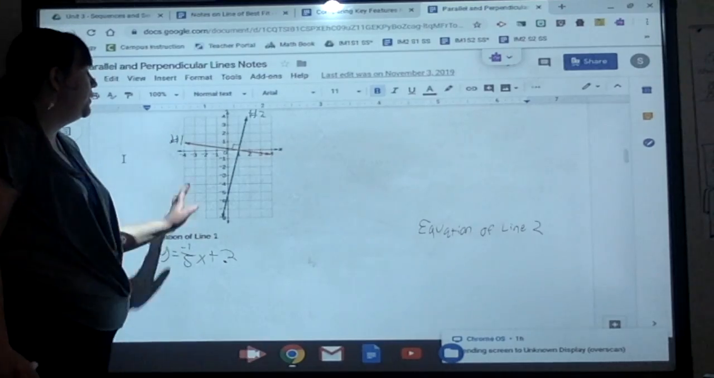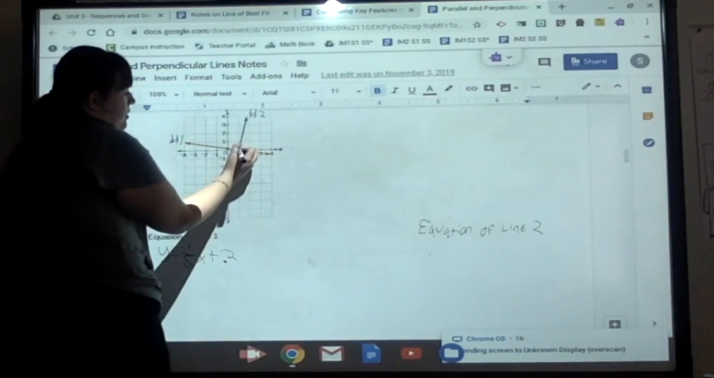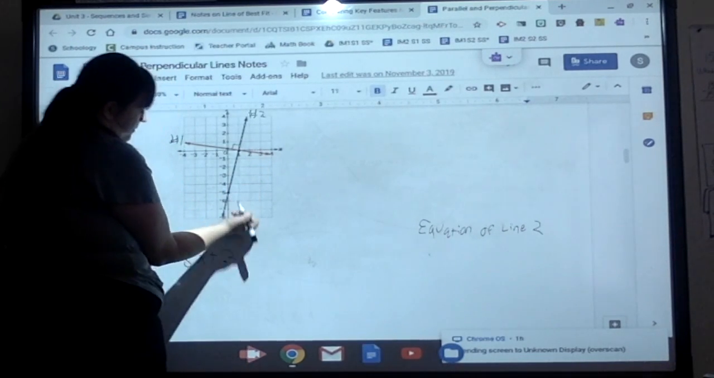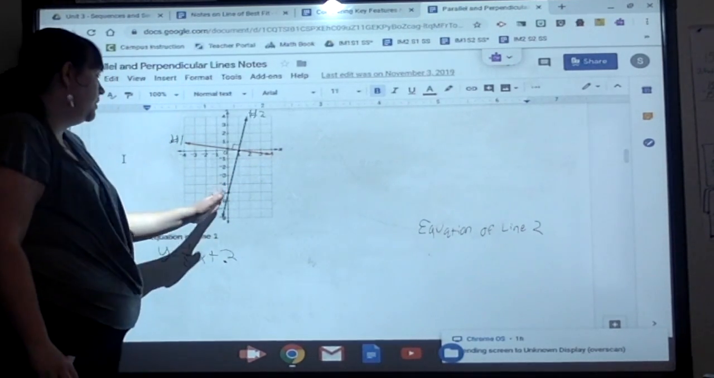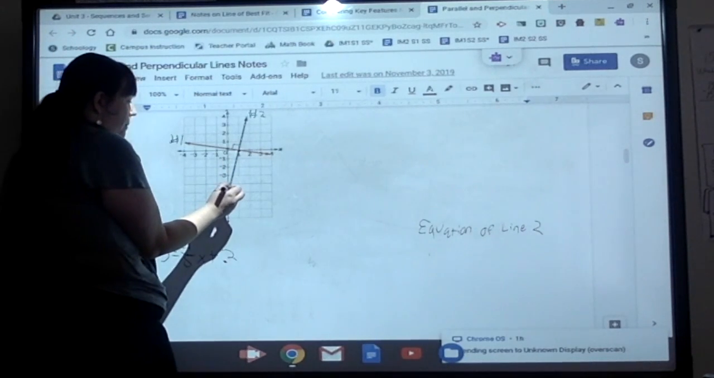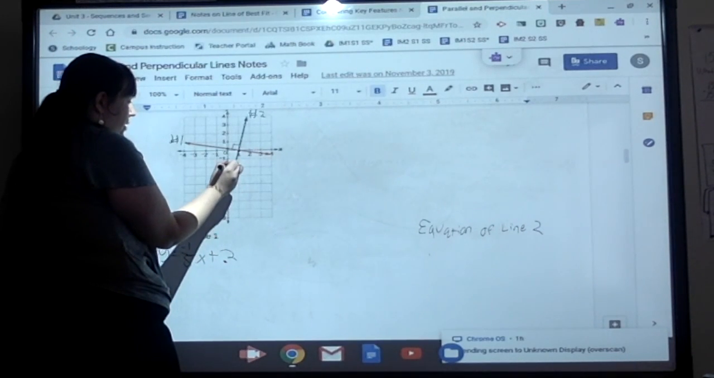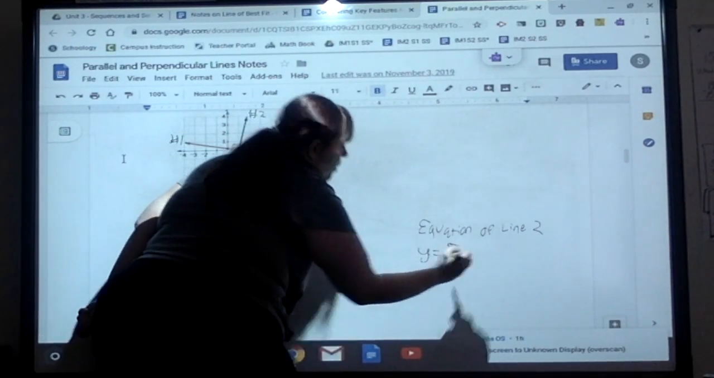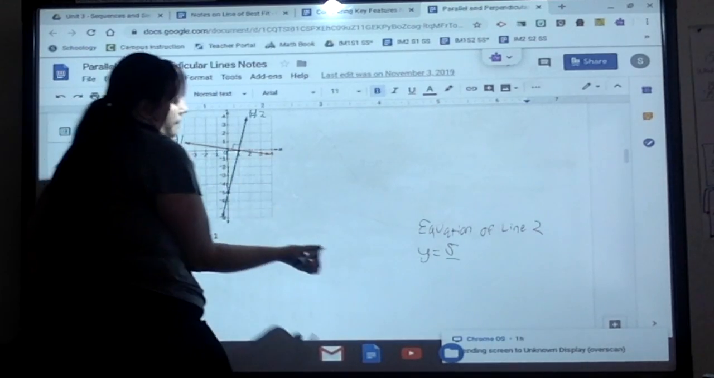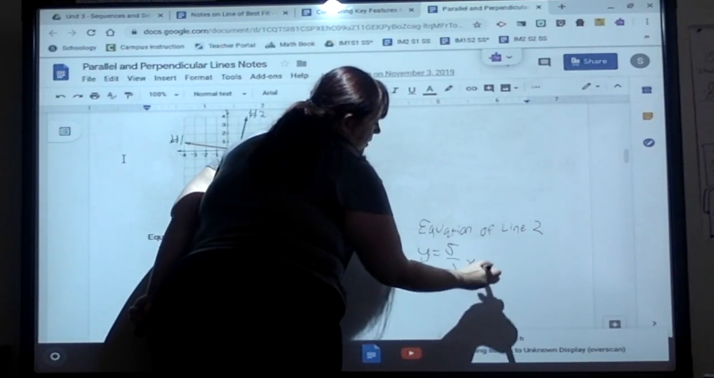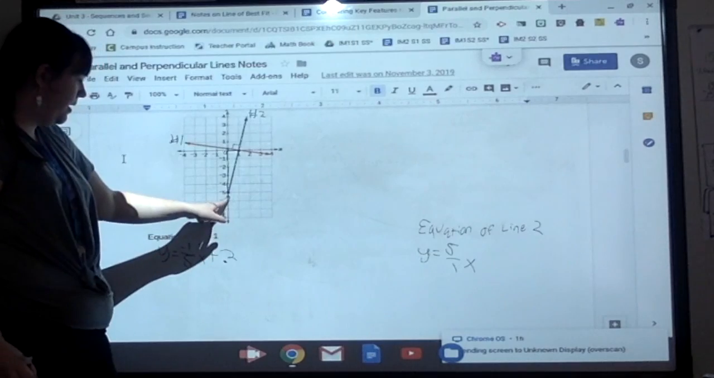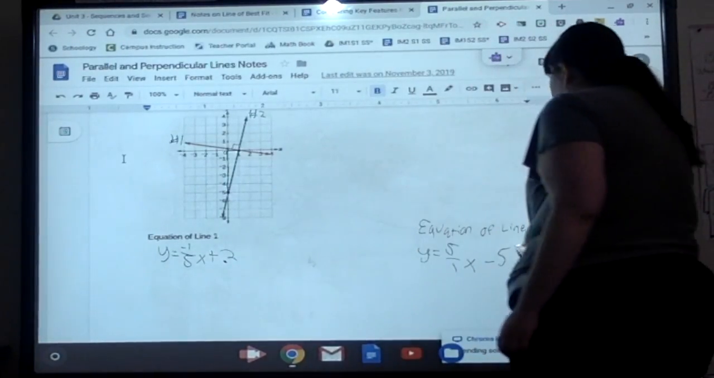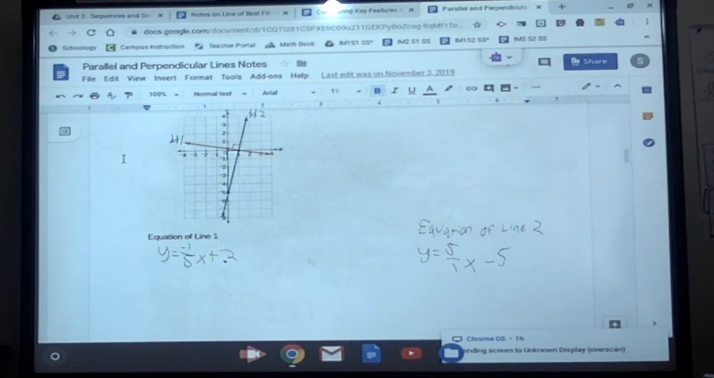All right, and then for line 2, let's find perfect crosses. So there's this one right here. And it looks like the next one is right here. So to go from this point to this point, I'm going up 1, 2, 3, 4, 5. So it's y equals, I went up 5 over 1. And then there's x. And then its b, it crossed the y-intercept down here at -5. So -5.